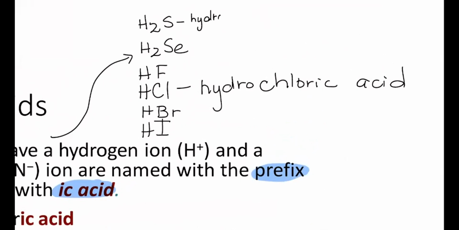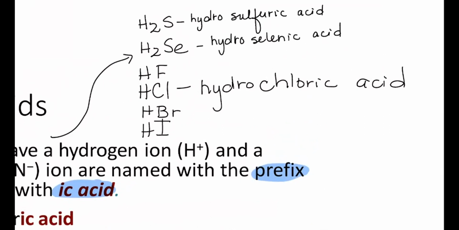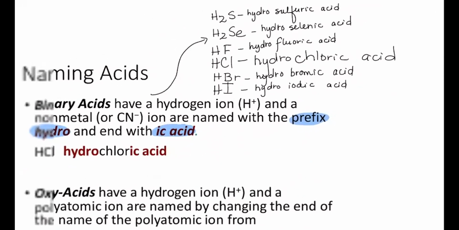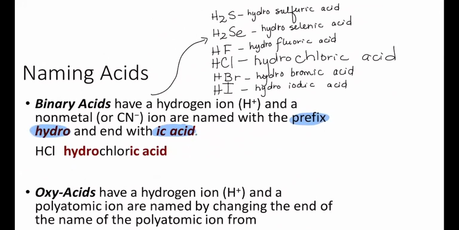Let me name the other binary acids. H2S is hydrosulfuric acid. H2Se is hydroselenic acid. HF, hydrofluoric acid. HBr, hydrobromic acid. And lastly, HI, hydroiodic acid. And these are your binary acids. As you can see, among my binary acids, the last three are strong acids: HCl, HBr, HI.